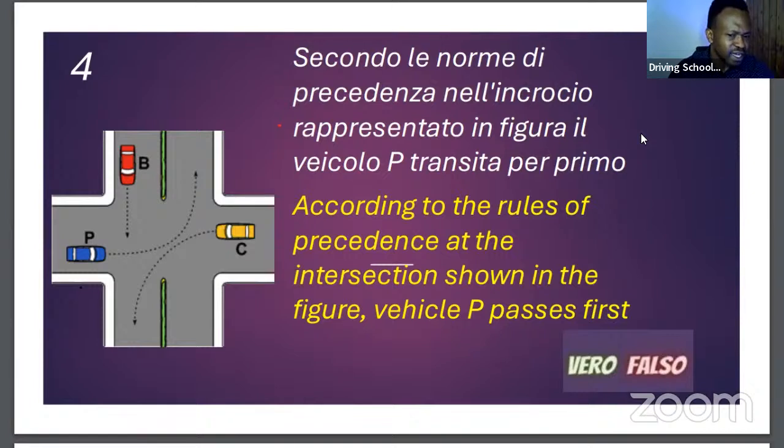According to the rules of precedence at the intersection shown in the figure, vehicle P passes first. What is our response to this question number 4? We are having only 11 people that are responding. 11 or 9?